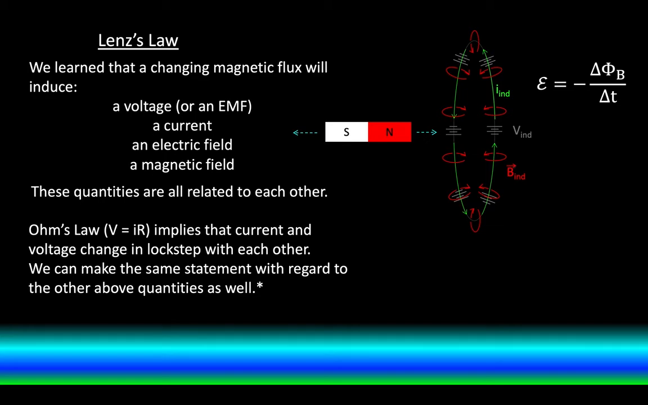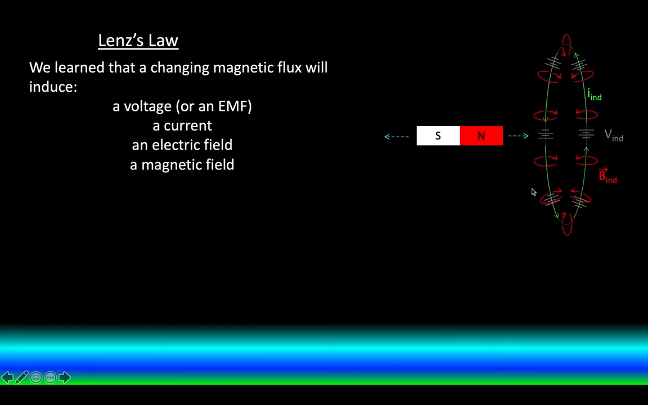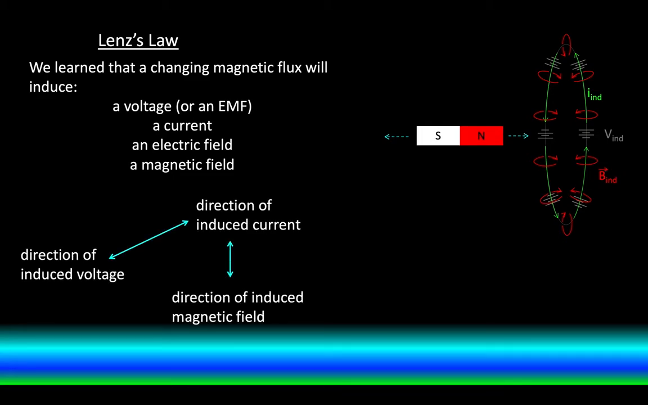And we could make the same statement as above with regard to the other quantities as well. If the current changes, then the magnetic field will change. So, how do the directions of these quantities relate to each other? Well, there is a very direct relationship between the direction of voltage and the direction of current.